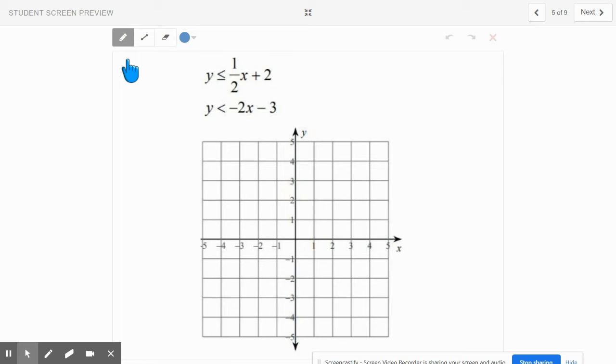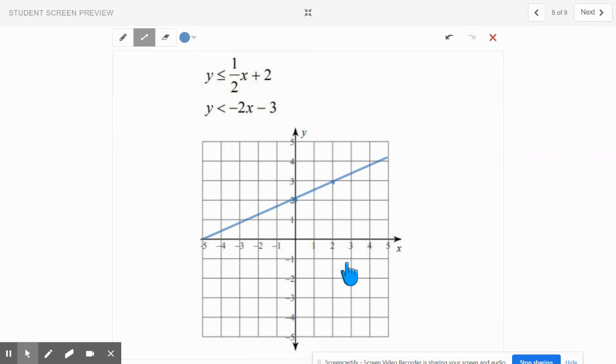All right, now let's go to this one. So positive 2. We're going to go up 1 over 2. Solid line. Terrible. Let's try this again. All right, that one's better.